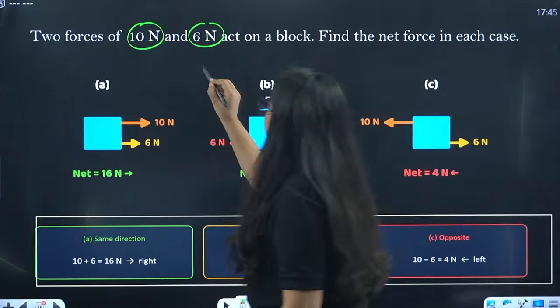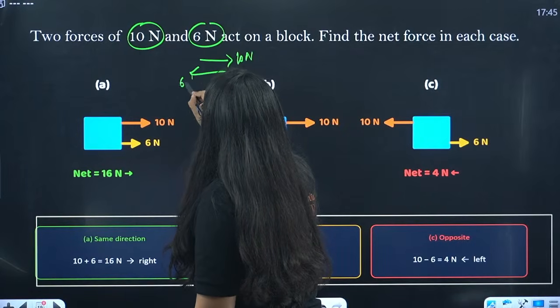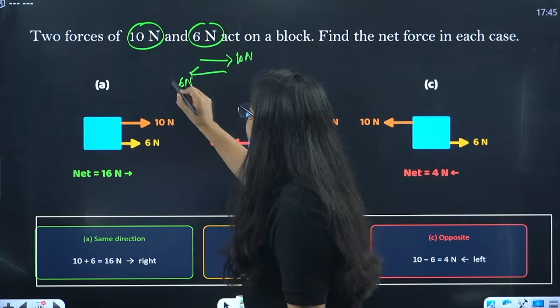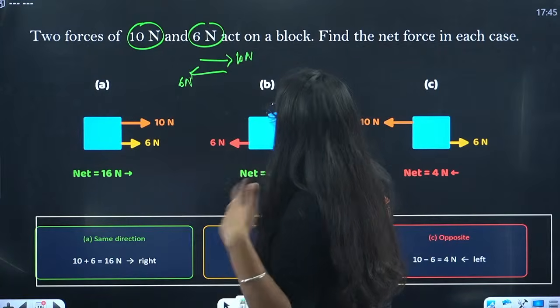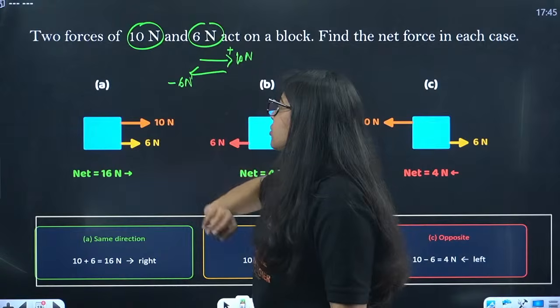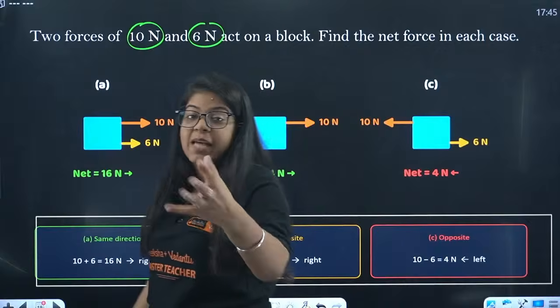See, if the force is in this direction, this is 10 Newton, and the force is in this direction, that is 6 Newton. So, beta, one of these will be taken as negative. If you take this as plus 6 Newton, then this will be minus. However, we do it the other way. This is plus 10 Newton, right hand side, minus 6 Newton, left hand side. Okay, this we do for convention of signs. Done?